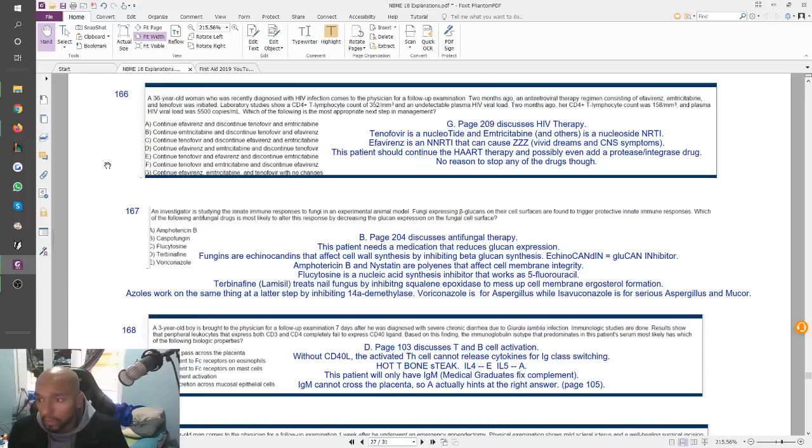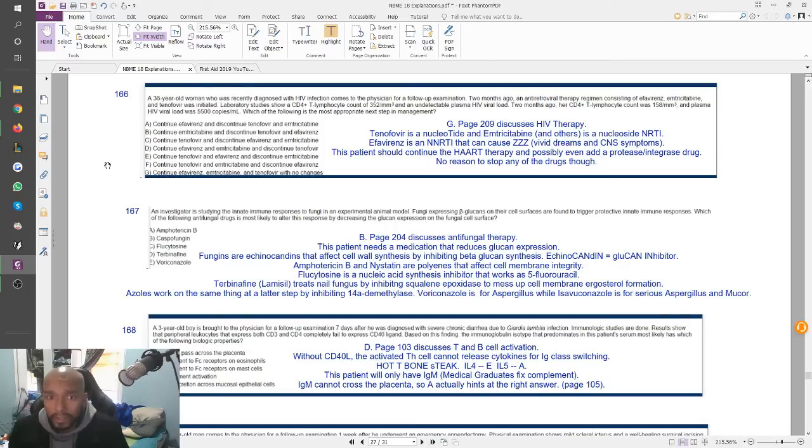Don't do anything, right? If it's working, why would you change anything? So you just pick G. Continue efavirenz, emtricitabine, and tenofovir with no changes. There's no reason to change. I really didn't understand this question. Like, how is this even a question, right? But I'm sure someone can think incorrectly and maybe pick a wrong answer, but there's nothing wrong with the patient. She doesn't need anything. She's getting better. Her HIV viral load is no longer detectable, and it was very detectable before, so the medications are working.